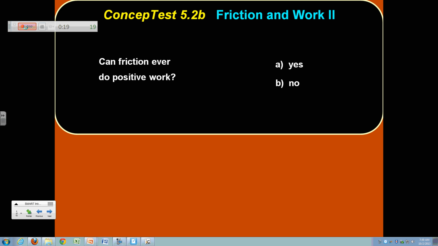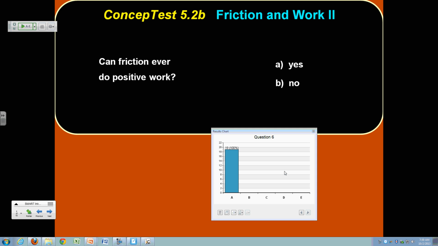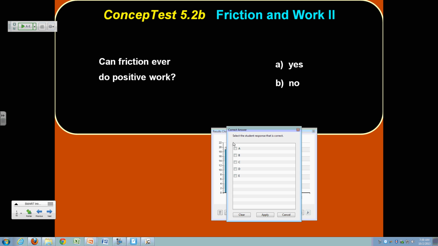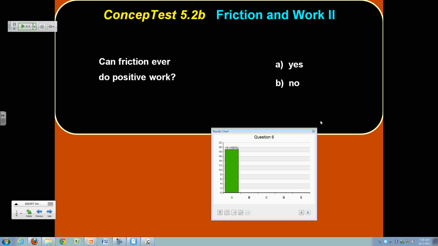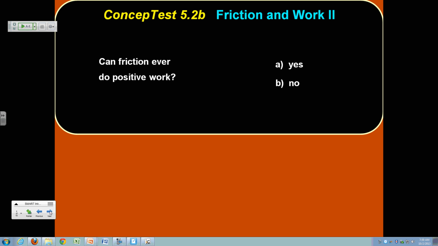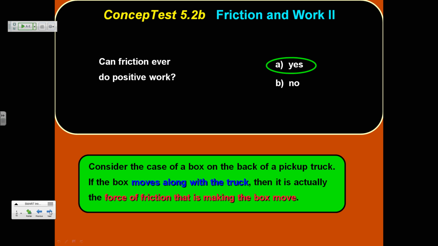Well, we just said that friction is almost always negative, but here I want to show you an example where it's not, where it's positive. There aren't many scenarios where it is positive, but in this case, let's say that I have a truck, for example.